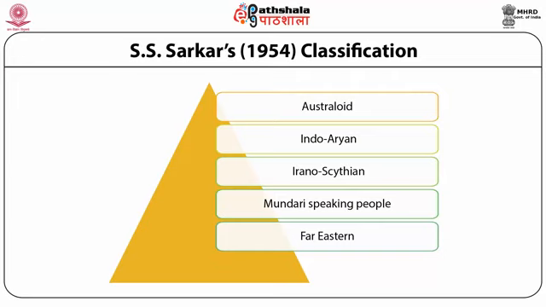The last type given by Sarkar is the Mongolian type. Mongolians inhabit the northeastern border of India and the foothills of the Himalayas. They are characterized by a yellow tinge complexion, scanty body and facial hair, and the Mongolian eye fold or epicanthic fold and other typical features are also present.